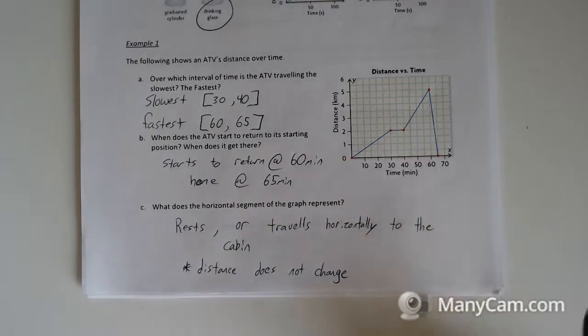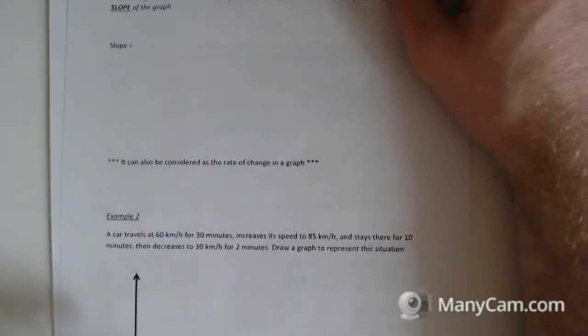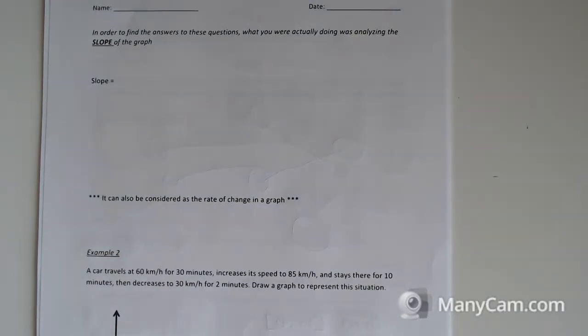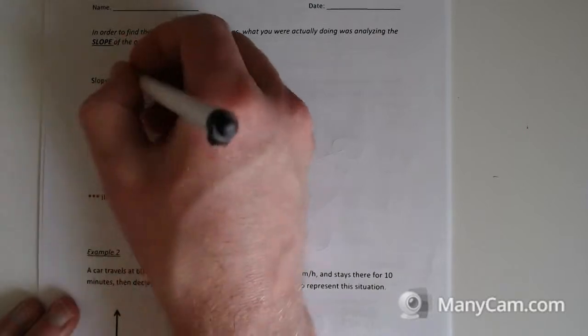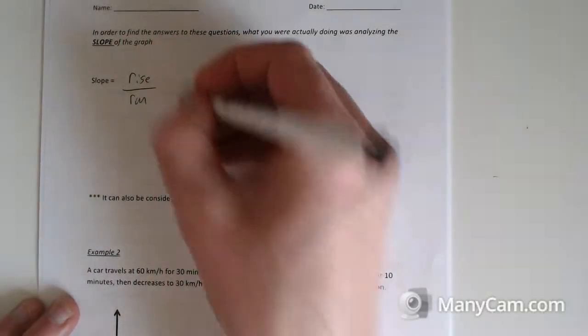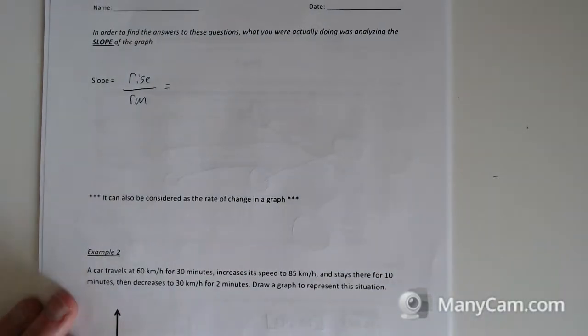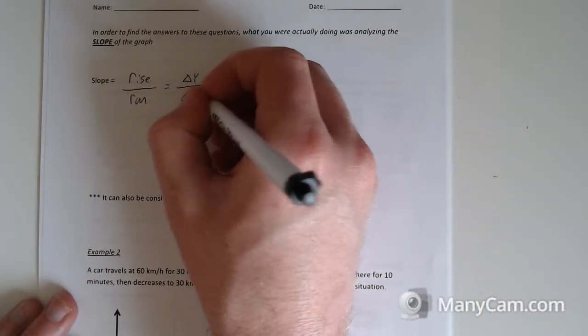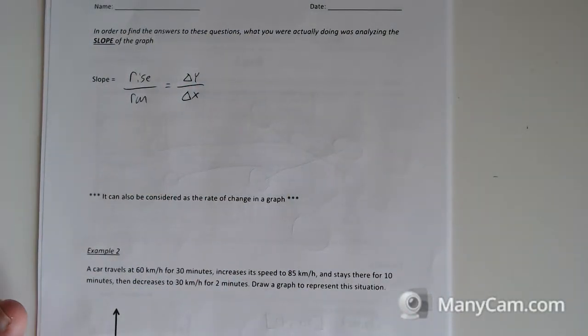Okay, so that's interpreting slope. Pretty straightforward. In order to fill in the answers to these questions, what you are actually doing is analyzing the slope of the graph. What is the slope? It is the rise over the run. It is the change in y over the change in x. We have 3 different formulas. Hopefully you remember all 3.